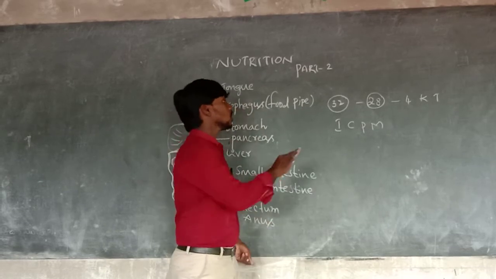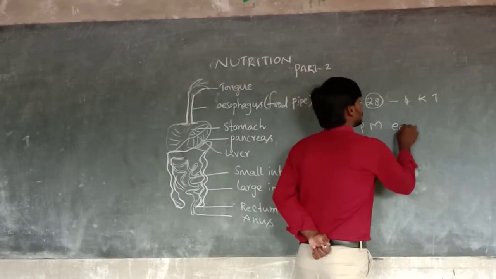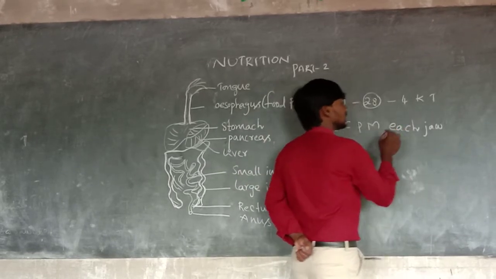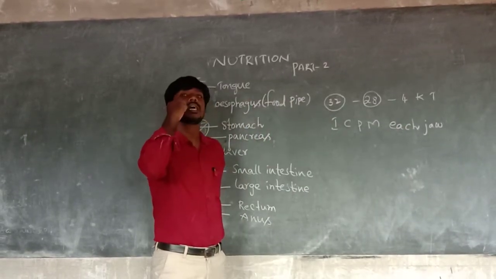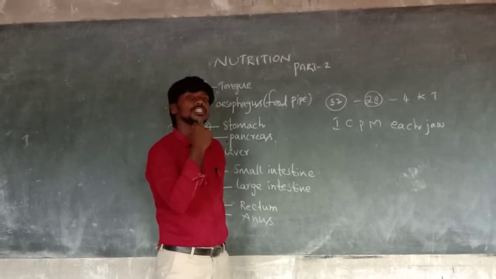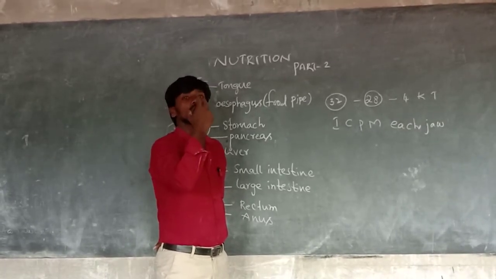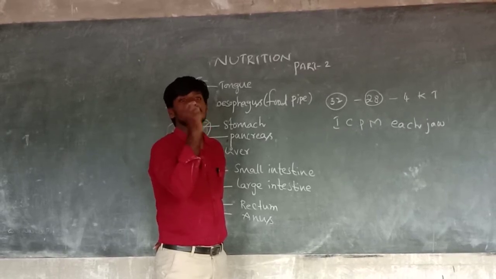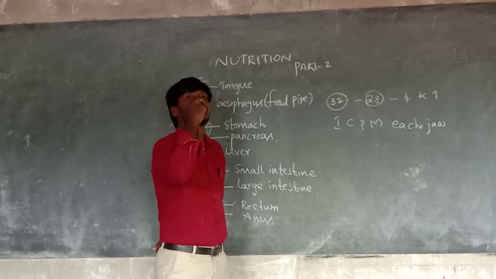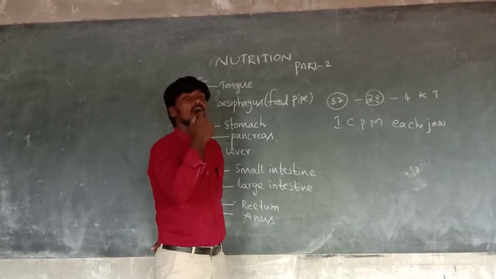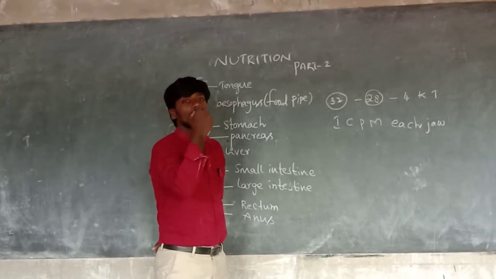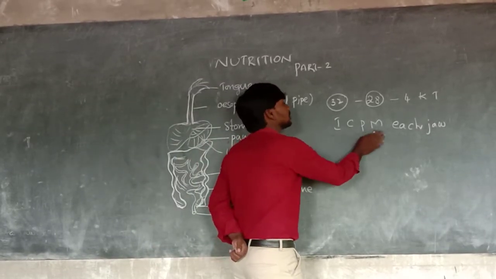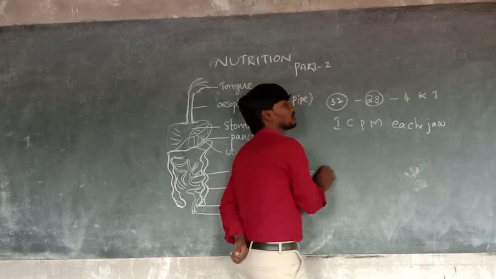Now, each jaw. What is meant by jaw? This is the upper jaw and this is the lower jaw. So the mouth has three parts: the teeth, the tongue, and the jaw, upper jaw and lower jaw. It is always the lower jaw that moves, not the upper jaw. So ICPM is the shortcut for the types of teeth.